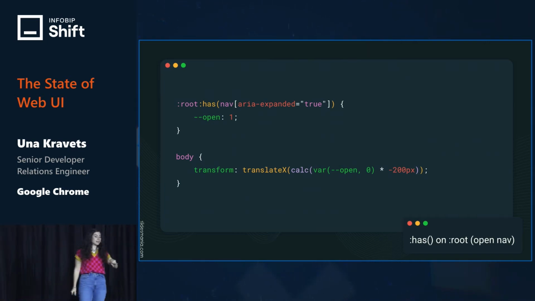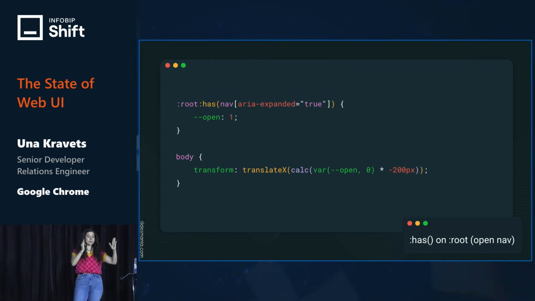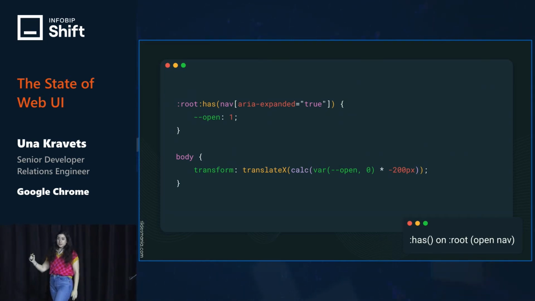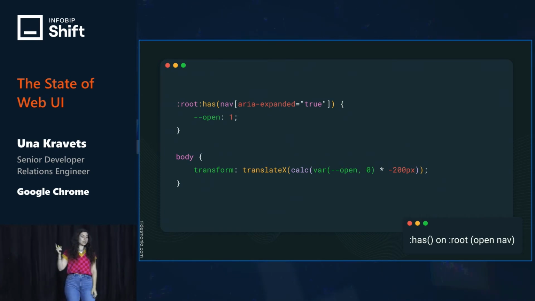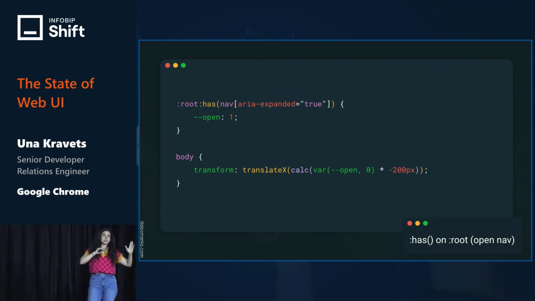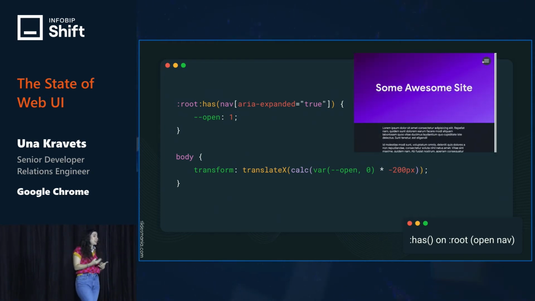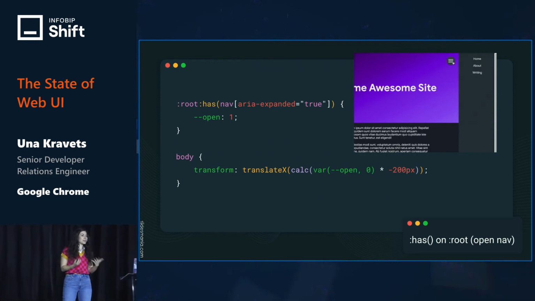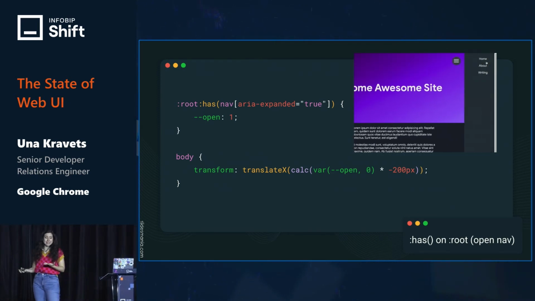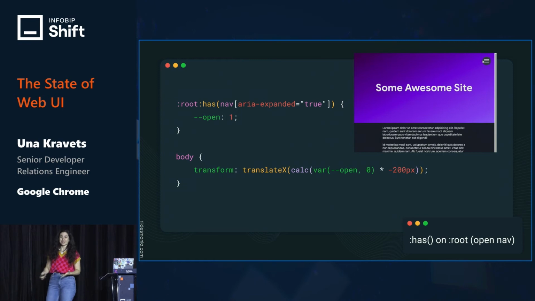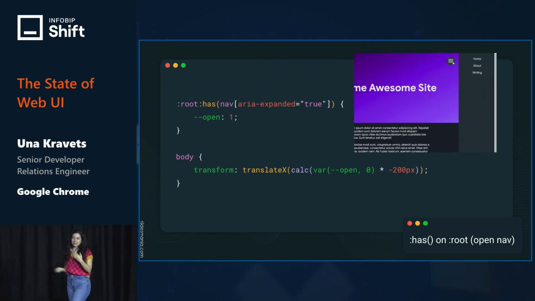Now, when I'm calling that variable in the body, I have a transform that's going to translate the body negative 200 pixels with 0 as the default value. Or if there is the aria-expanded equals true, then it's 1. So we're multiplying 1 by negative 200px, and we're moving it negative 200 pixels using that transform if aria-expanded equals true. So that is just another way to use has on the root and do some really seemingly complex things in just a couple of lines of CSS without having to rely on adding additional scripting and dependencies.